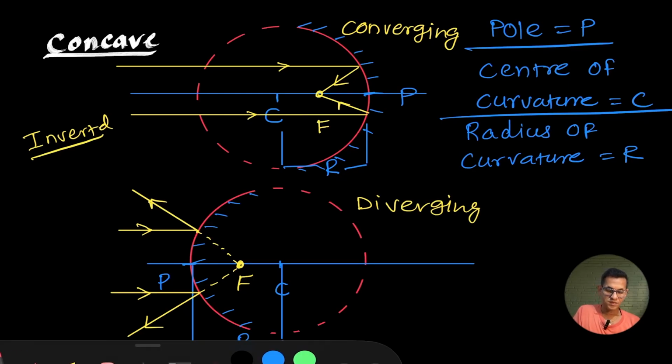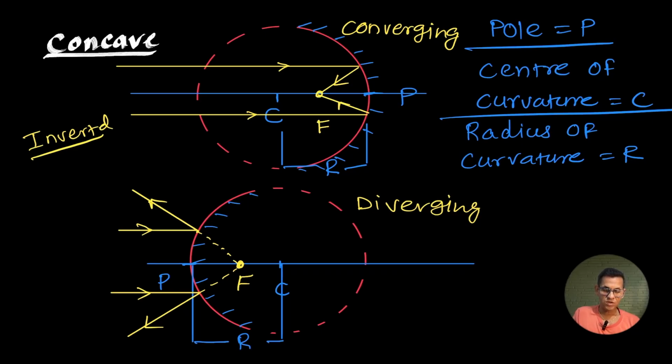The distance between F and P, that is focus and the pole, is called focal length. So if I take the distance between these 2 points, I'll call it F, focal length given by small f. Small f is focal length. And what is focal length? It is the distance between the point P and point F.